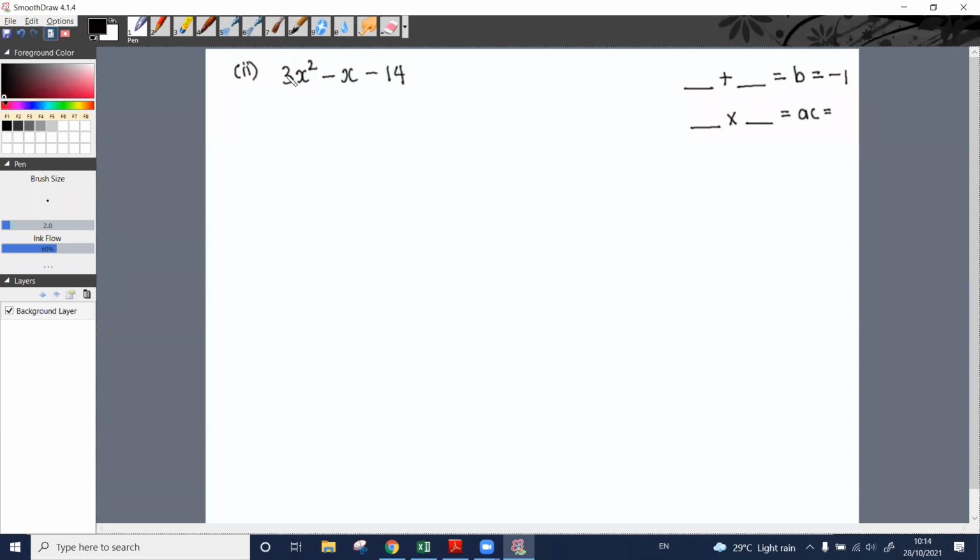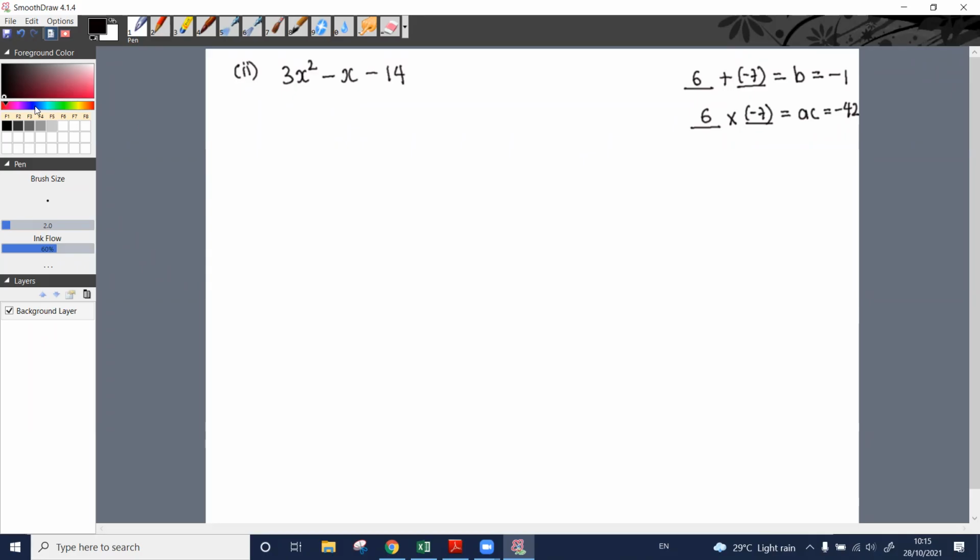What is the ac value here? A is 3, c is minus 14. So 3 into minus 14, that is minus 42. What are these two numbers? Yes, 6 and minus 7. 6 into minus 7 is minus 42. 6 plus minus 7 is minus 1.